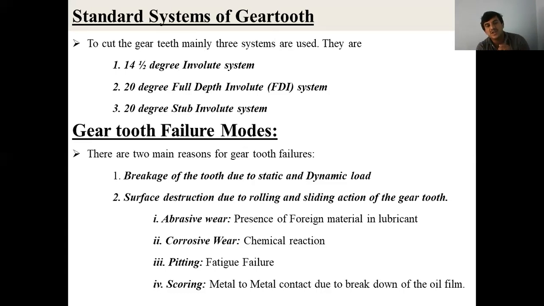How do gear teeth fail? Gear teeth fail due to three reasons. One is due to static load, the second is dynamic load, and the third is due to surface destruction. The surface destruction is also called wear load.